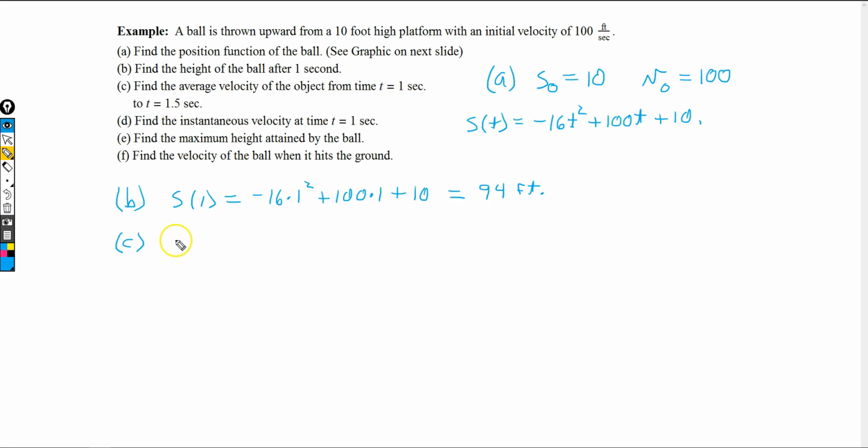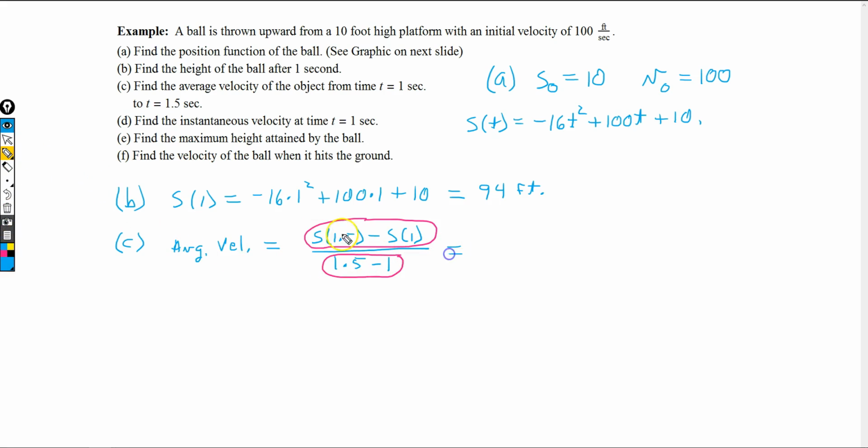Now part C, let's find the average velocity of the ball from time 1 to time 1.5. Alright, so our average velocity, well, that's going to be s of 1.5 minus s of 1 divided by 1.5 minus 1, or just half a second. So the top here, this is the distance that the ball travels from 1 to 1.5 seconds, and the bottom is the time it takes, just half a second.